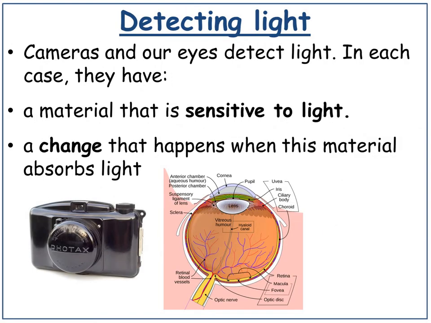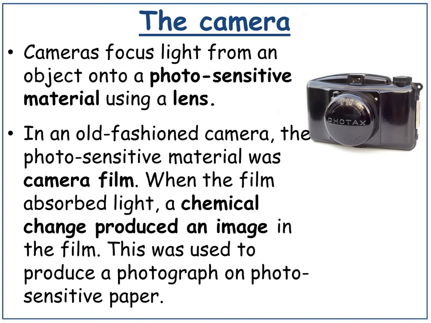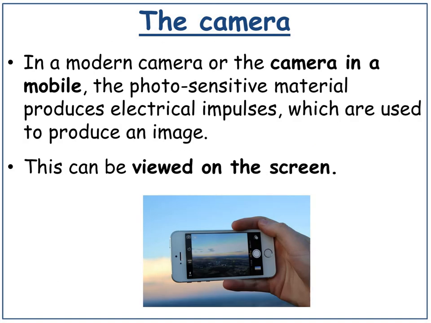Detecting light. Cameras and our eyes detect light. In each case, they have a material that is sensitive to light and a change that happens when this material absorbs light. So the camera. Cameras focus light from an object onto a photosensitive material using a lens. In an old-fashioned camera, the photosensitive material was camera film. When the film absorbed light, a chemical change produced an image in the film, which was called the negative. This was then used to produce a photograph on photosensitive paper.